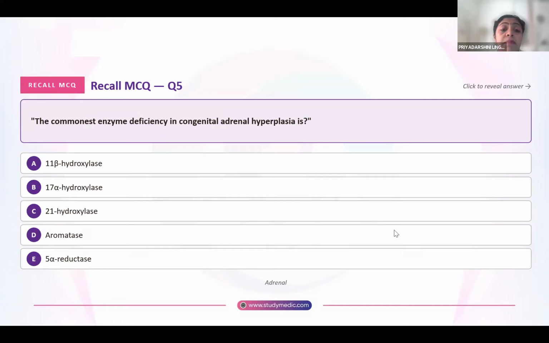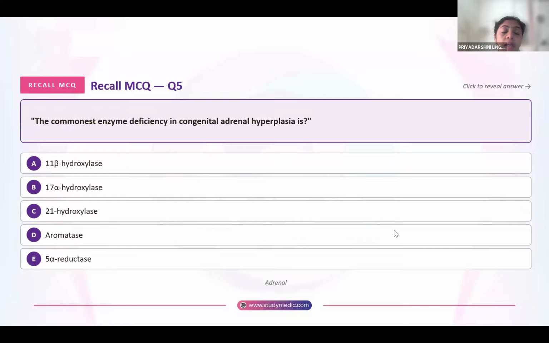Coming to some other important questions. The commonest enzyme deficiency that is seen in congenital adrenal hyperplasia. The most common enzyme that is deficient here is your 21 hydroxylase. Second one is going to be your 11 beta hydroxylase. Third common one is going to be your 17 alpha hydroxylase. All these three questions were seen in the past.